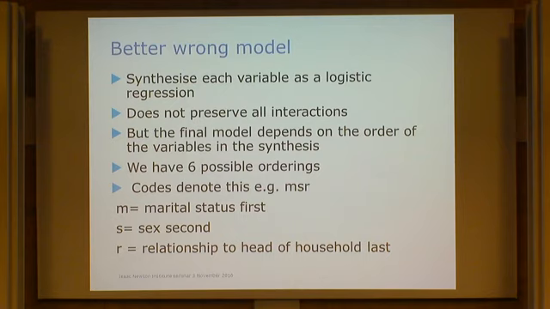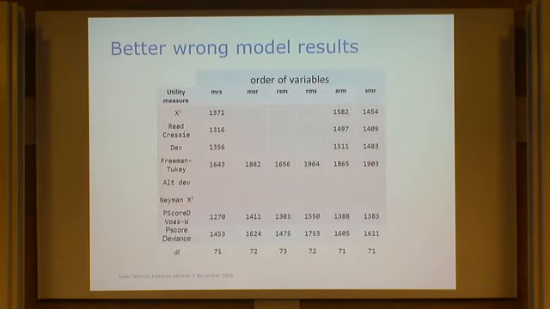If, instead of synthesizing completely at random, we synthesized each variable as a logistic regression, it doesn't preserve all the interactions. The final model will depend on the order in which you put the variables into the synthesis. We have 6 possible orderings, so we've actually got 6 choices of model here. So I've got marital status, sex, and relationship. MSR says do marital status first, sex second, and then relationship ahead of household. And I'll show you on the next table that there are 6 such variables.